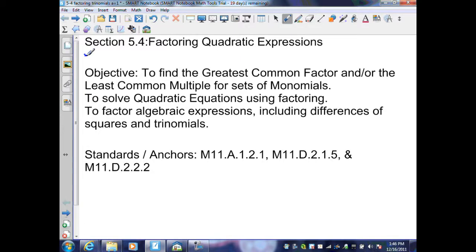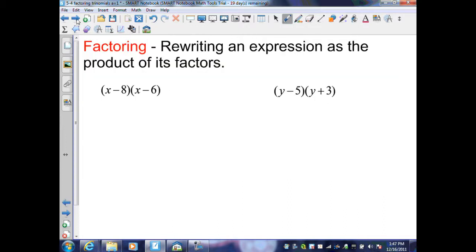Section 5.4 continued, factoring quadratic expressions. In this section, we're going to focus on factoring trinomials. We're going to continue factoring, and that means rewriting an expression as the product of its factors. And we did that in Section 5.4, factoring out GCFs. We want to continue factoring, but let's take a look at what we want to end up with.